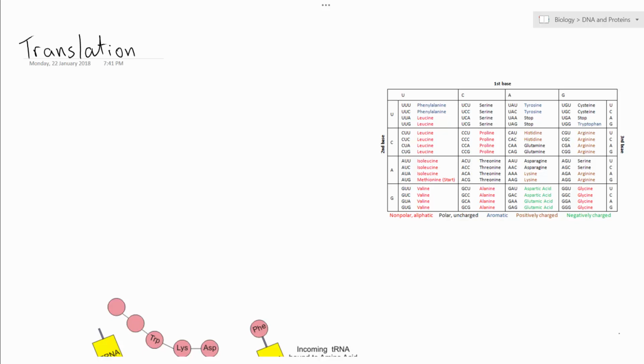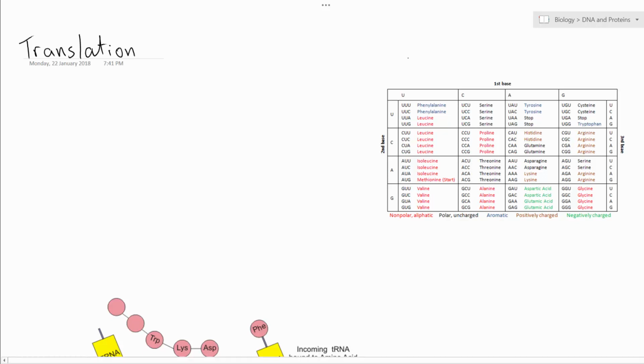Translation is part 2 of protein synthesis. So in transcription, which leads us up to this point, we have an mRNA strand, messenger RNA, being synthesized from the template strand of the DNA in order for the information from the DNA to be brought out into the cytoplasm where translation can occur. So we've got mRNA out in the cytoplasm, and this is where we pick up from here.